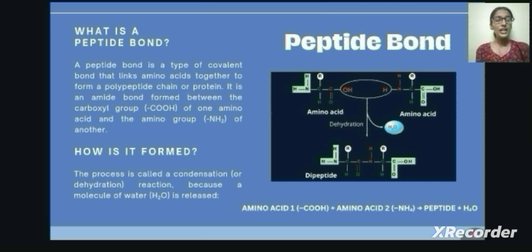Moving forward. Now, as I said before that protein is not a single unit, it is a polymer of amino acids. What joins two amino acids together? It's the peptide bond. Peptide bond is an amide bond which is formed between a carboxyl group of one amino acid and amino group of another amino acid. How is it formed? It is formed by the process of condensation or dehydration in which a water molecule is also released.